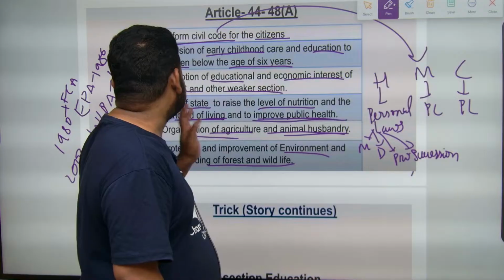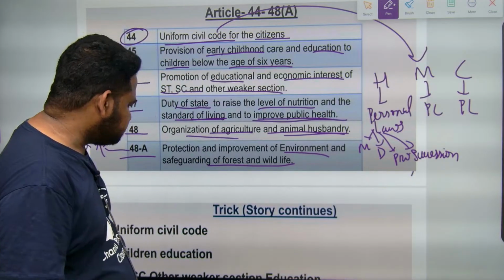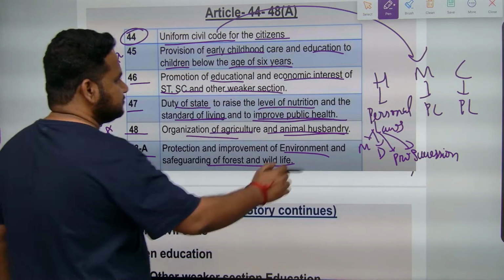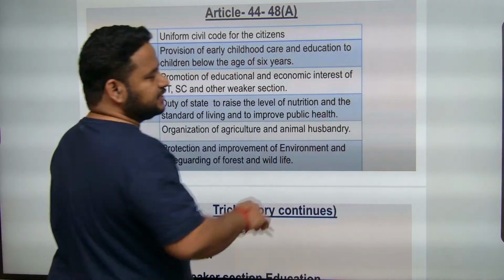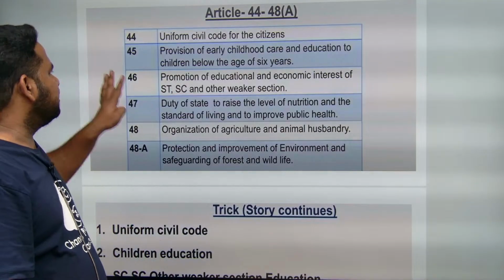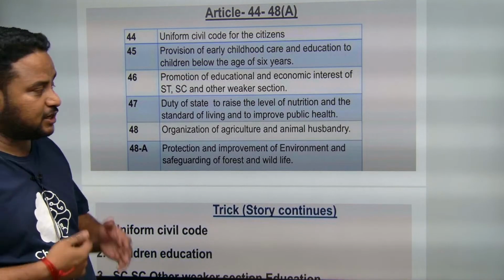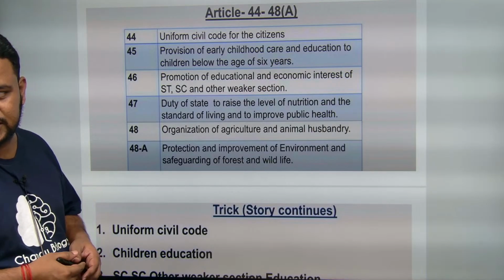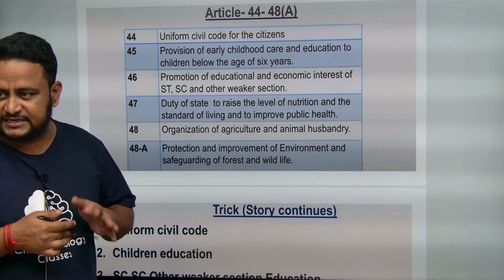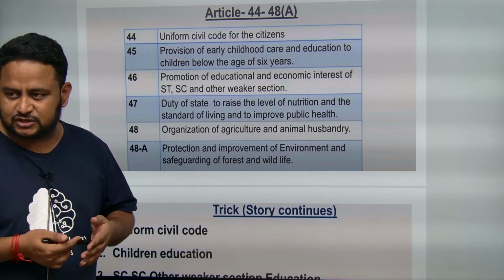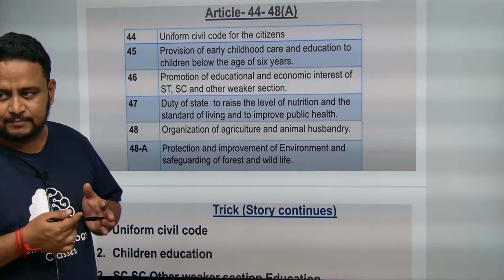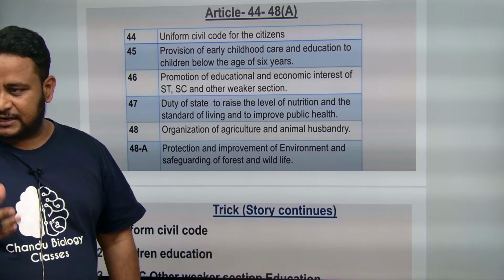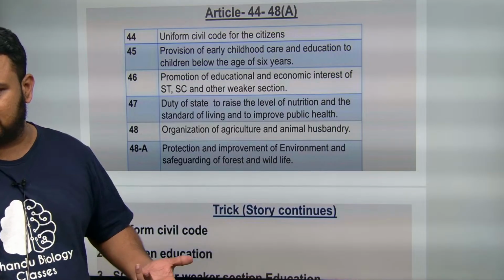This is about Article 44 to 48. Now, let us see the trick to remember this. Actually, you don't need the trick. Without a trick also you can remember. 44 is Uniform Civil Code. 45 is talking about what? Children, early childhood care. After early childhood care, it is talking about education and economic interest of SC, ST and other backward classes. After education, it is talking about nutrition and health, public health. That is Article 47. Article 48 is animal husbandry and agriculture. 48A is environment. That's it.